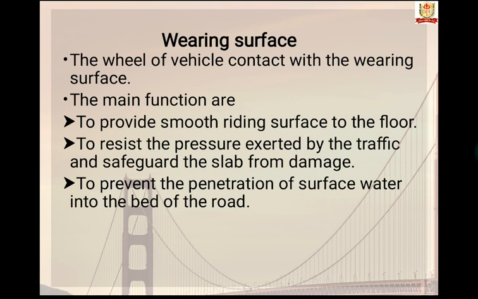Wearing surface. The wheels of the vehicles contact the wearing surface. The main functions are to provide a smooth riding surface to the floors, to resist the pressure exerted by the traffic and safeguard the slab from damage, and to prevent the penetration of surface water into the bed of the road.